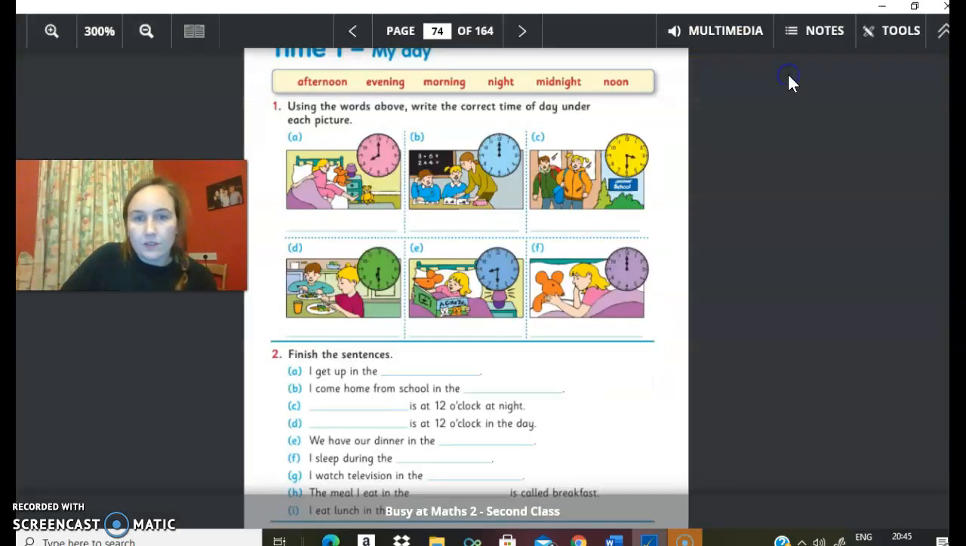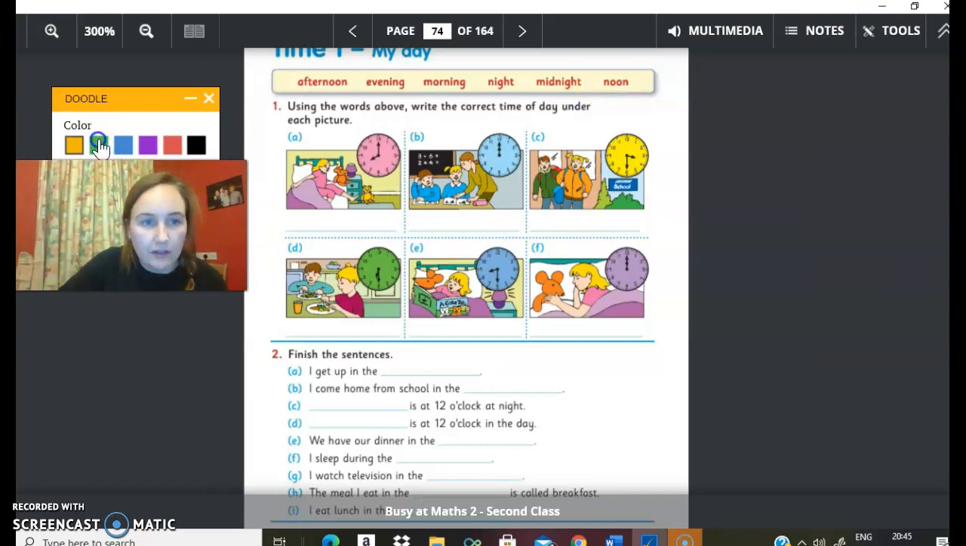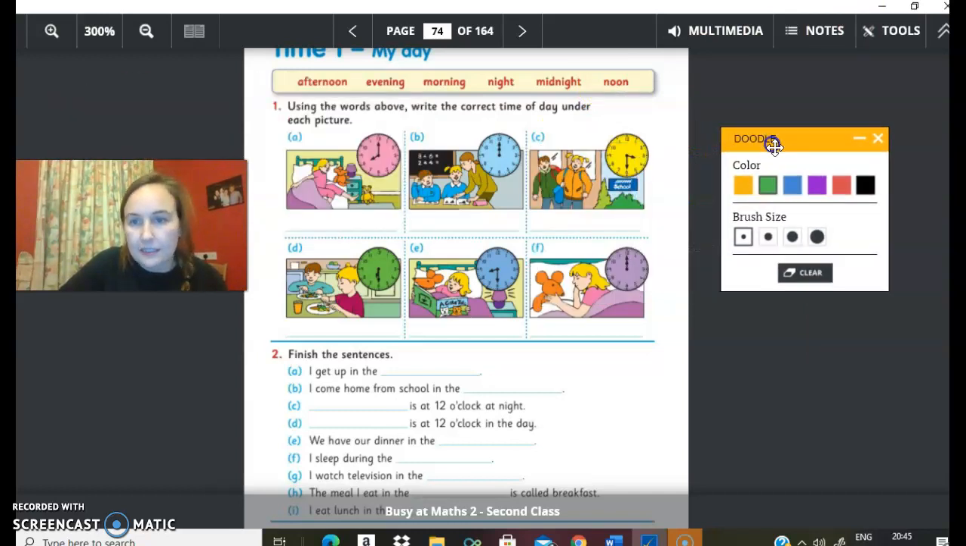So now you have to look at this page and use these words at the top of the page. I'm going to read them with you now. Afternoon, evening, morning, night, midnight, noon. So we have to fill in those words under each picture and then fill them in to finish the sentences in number 2. So this girl is getting up out of bed. It's 8 o'clock and we get up out of bed in the morning. Okay, so you'll be putting morning in there.